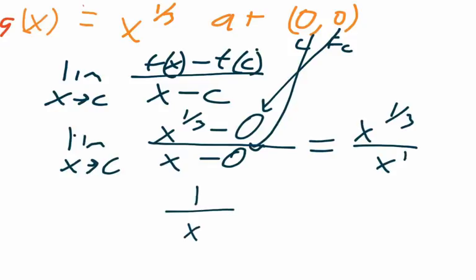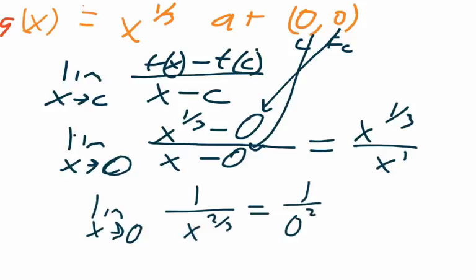The bigger one is in the denominator, so I'm going to make this 1 minus 1/3, which is 2/3, limit as x approaches c, which is 0 this time, so I should have put 0 right here as well. Which means I got 1 over 0 to the 2/3, which means that the derivative in this case does not exist, because we can't do 1 divided by 0.